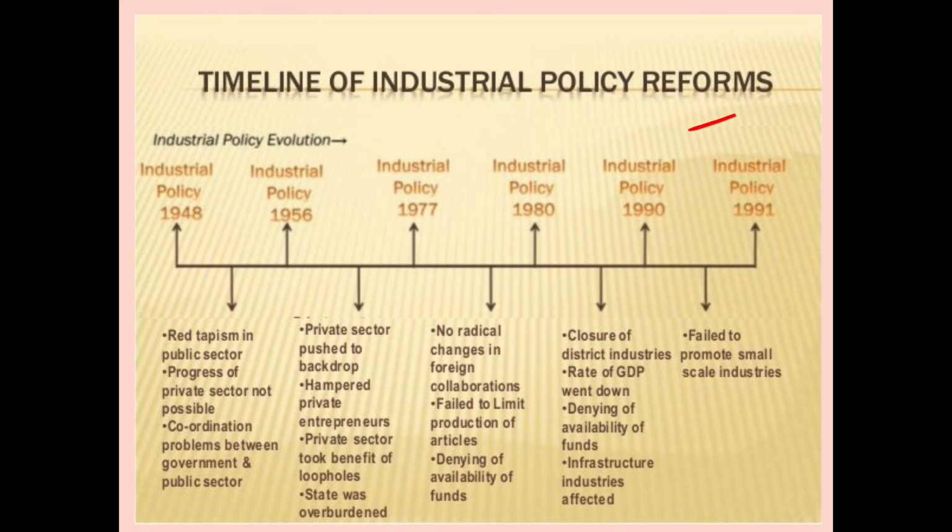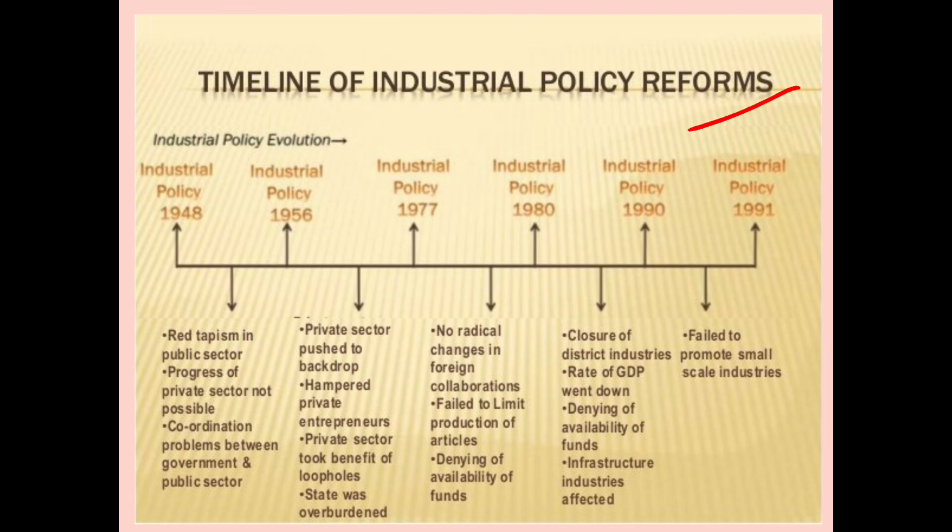Then, how the industrial policy was reformed. The industrial policy 1948, then industrial policy 1956, then 1977, then industrial policy of 1980, 1990, then 1991. Red tapism in public sectors, progress of private sectors not possible. The progress of the private sector was not possible. Then coordination problems between the government and public sectors. These were the drawbacks.